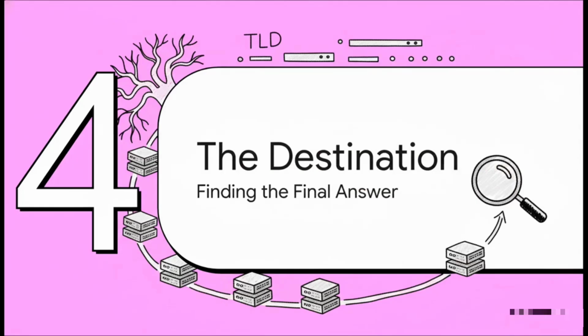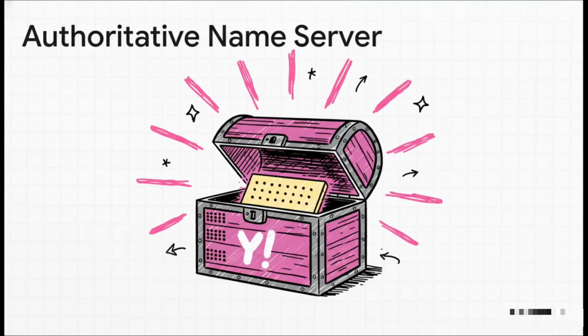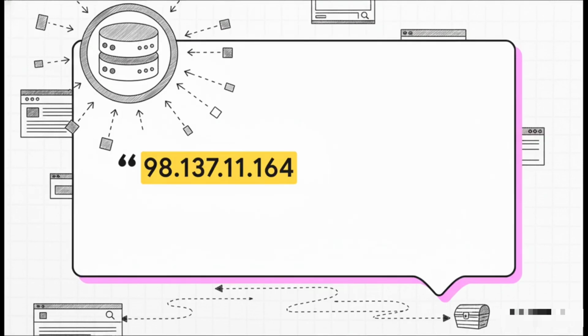So here we are, at the climax of the quest. After getting directions from both the root and the TLD servers, our resolver has finally arrived. It's at its destination, ready to get the answer it's been hunting for. This final stop is called the Authoritative Name Server. And just like the name says, it is the single source of truth for that specific domain. This is the server that's responsible for knowing everything there is to know about yahoo.com, and most importantly, it holds the prize, the actual IP address. So the Authoritative Name Server gets the request, and boom, it sends back the definitive answer. The IP address for yahoo.com has been found. The quest is officially over.